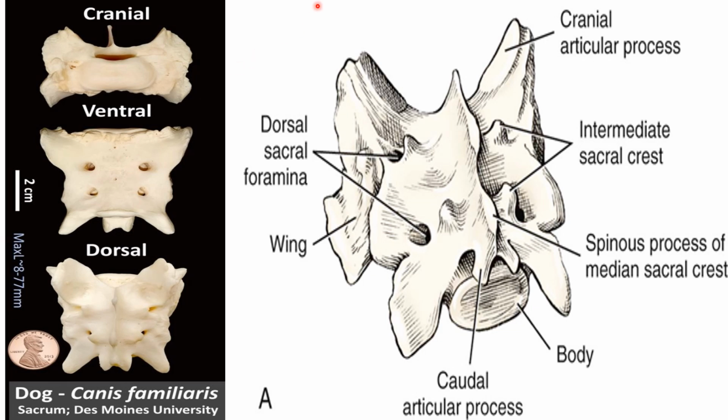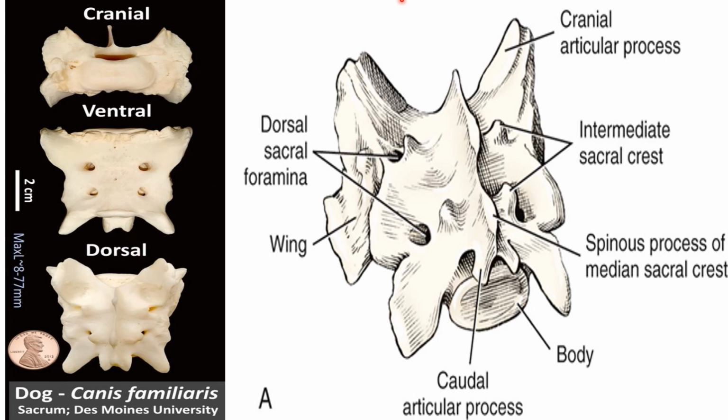Then the next feature on the ventral surface is the ventral foramens. There are a total of 4 foramens, or 2 pairs of foramens, present on the ventral surface of the sacrum. 2 foramens are present on the cranial end and 2 are present on the caudal end. Now let's discuss the dorsal surface of the sacrum.